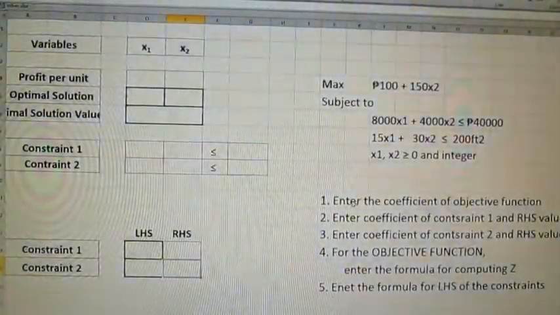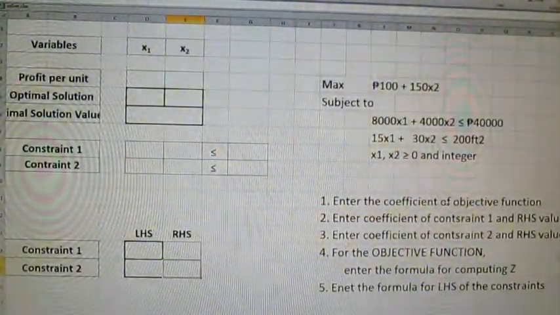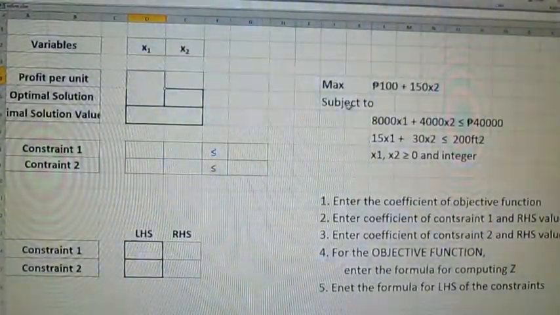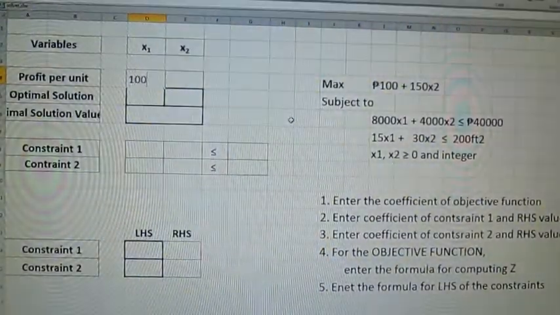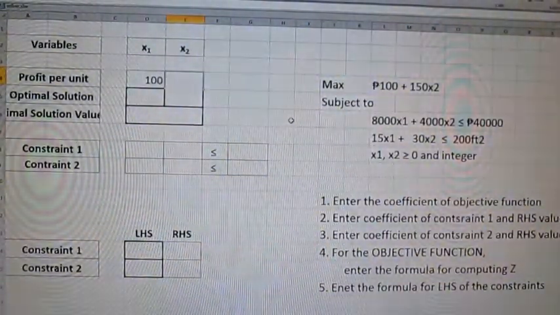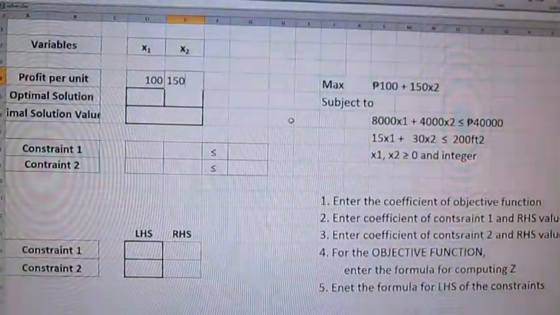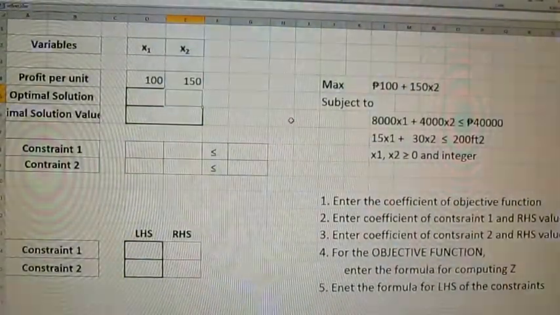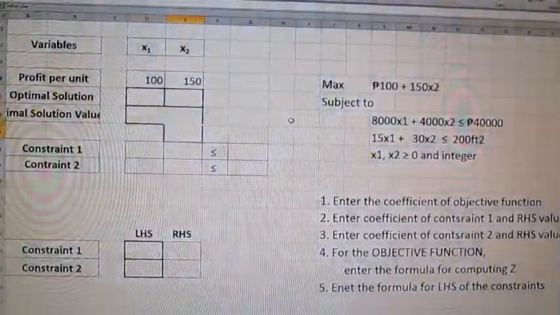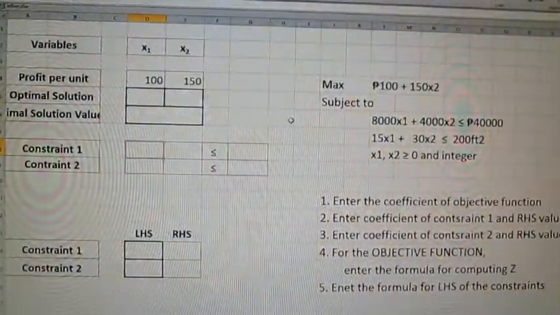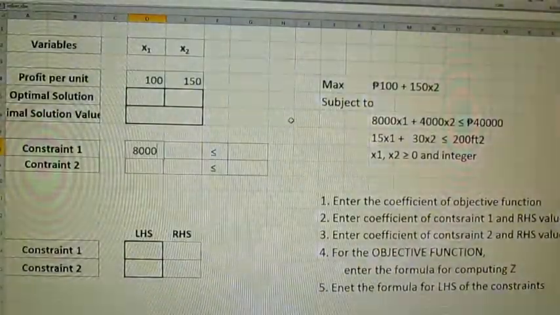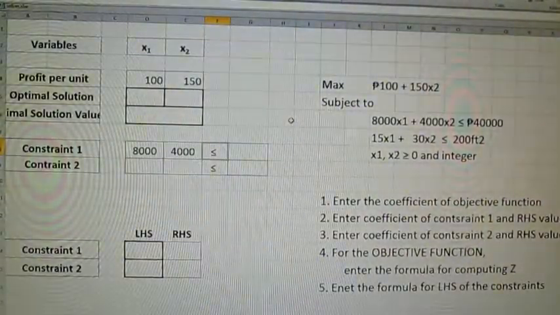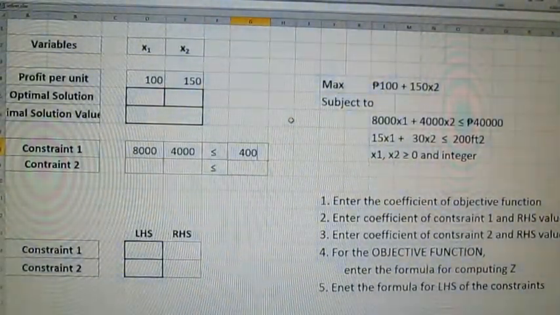Using Microsoft Solver, first, enter the coefficient of the objective function, here in profit per unit. X sub 1 will produce 100 pesos per unit and x sub 2 will produce 150 pesos per unit. Second, enter the coefficient of constraint 1 and the right-hand side value. So, constraint number 1 is 8,000 x sub 1 plus 4,000 x sub 2 must be less than or equal to 40,000.